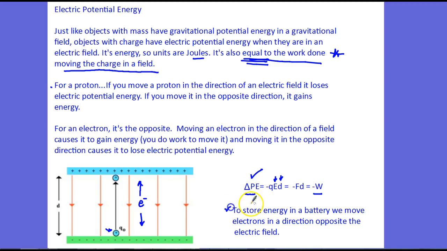To store energy in a battery, and there's a question like this that you'll have to answer. To store energy in a battery, we move electrons in a direction opposite the electric field to do work on them and to store that chemical energy in the battery.